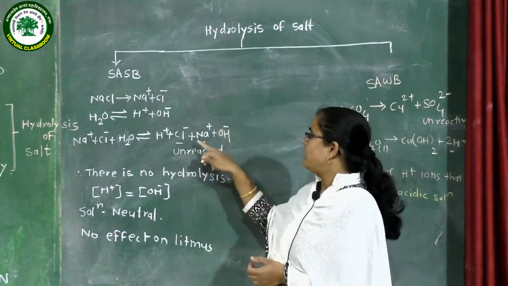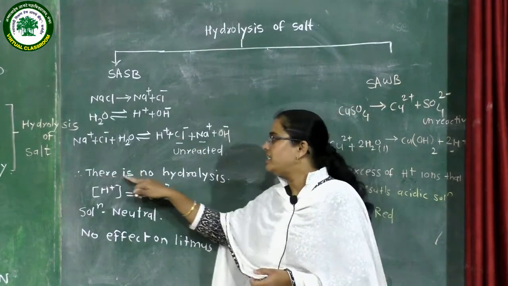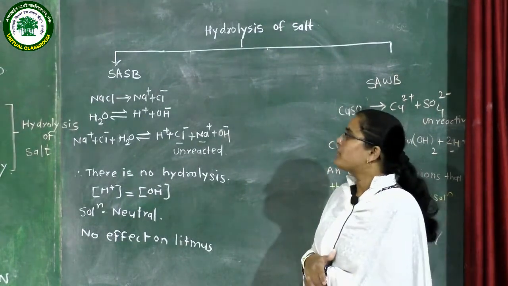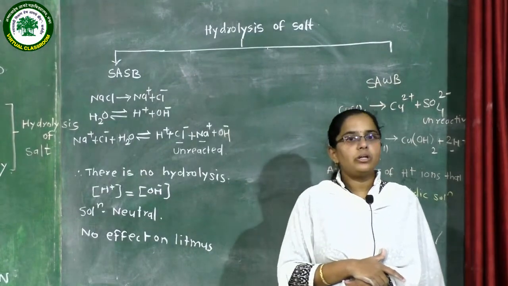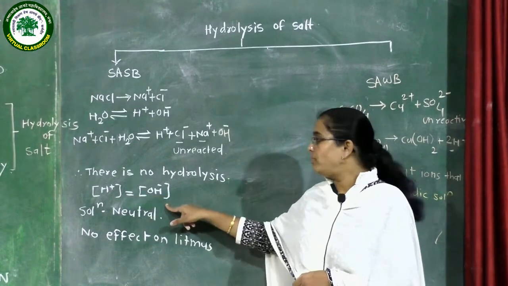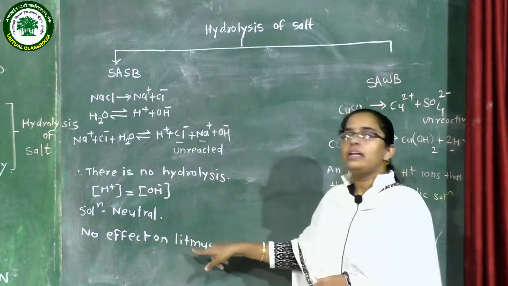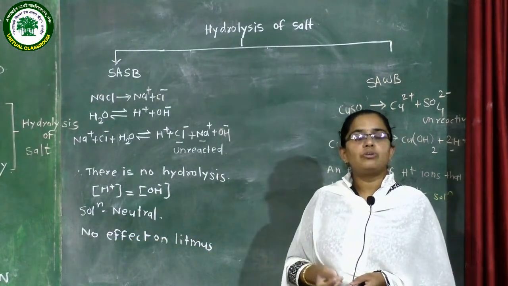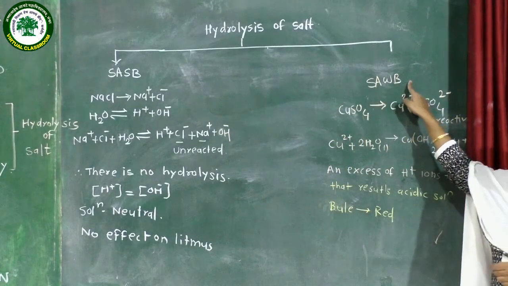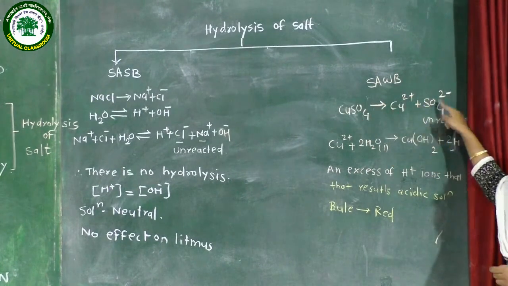Now these ions, that is Na plus, OH minus, Cl minus and H plus, are unreacted, meaning there is no hydrolysis. What is our conclusion? Our conclusion is that a salt of strong acid and strong base does not undergo hydrolysis because concentration of H plus ion is equal to concentration of OH minus ion. Hence the solution becomes neutral and there is no effect on litmus paper, meaning litmus paper does not show any action. Next is a salt of strong acid and weak base. For example, copper sulfate. Copper sulfate gives Cu2 plus and SO4 2 minus.